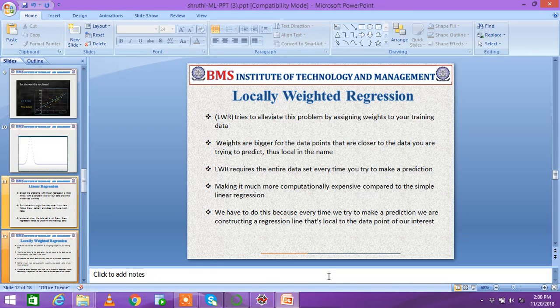Now, locally weighted regression requires the entire data set every time you try to make a prediction, which makes it more computationally expensive compared to linear regression. We have to do this because every time we make a prediction, we are constructing a regression line that is local to the data point of our interest. It is an iterative process where each time the complete data set has to be considered to make predictions and assigned the weights.